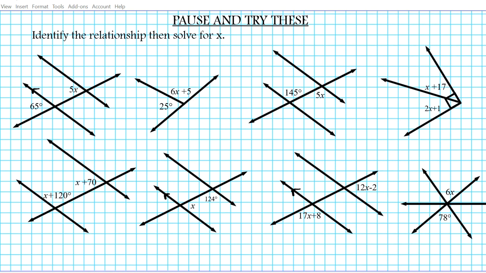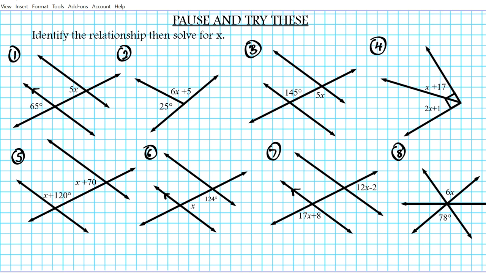Alrighty, welcome back. Now it's your turn to try out some practice problems. We have a total of 8 problems that we'd like you to try out. We talked about this at the introduction of this presentation. So we'd like you to pause the video presentation at this time and try out these 8 practice problems. The instructions are the same as before. Identify the relationship and solve for x. So pause this video presentation and solve the problems.